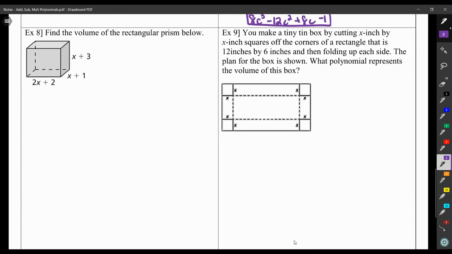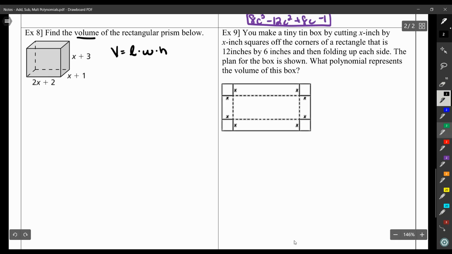So for number 8, you actually have to set this problem up yourself and then work through it to simplify down. It says find the volume of the rectangular prism below. First, the volume of a rectangular prism is found by multiplying the length, the width, and the height. Because you're multiplying, it doesn't matter what you call length, width, and height. So we can call this one length, this one width, and this one height.